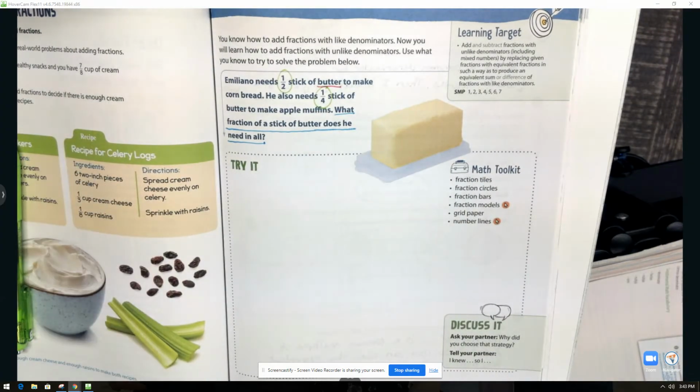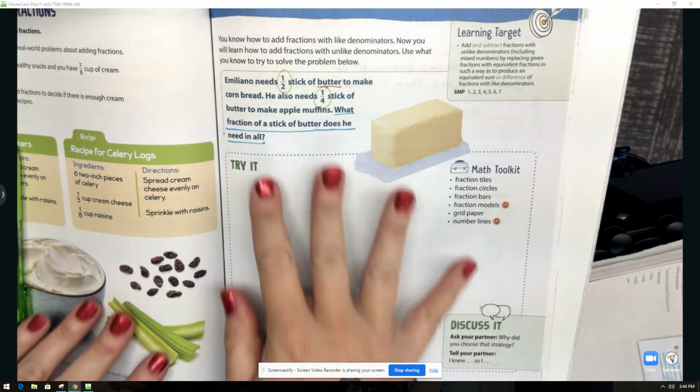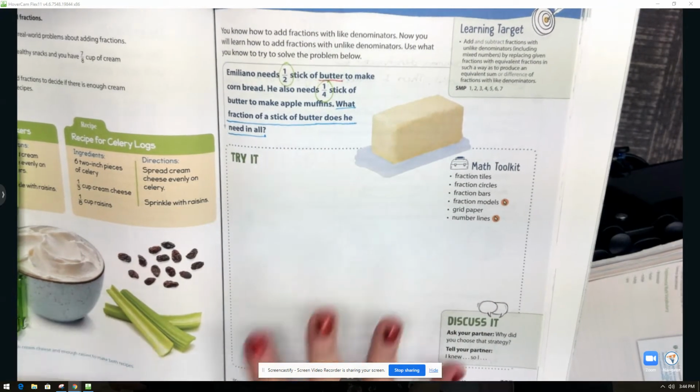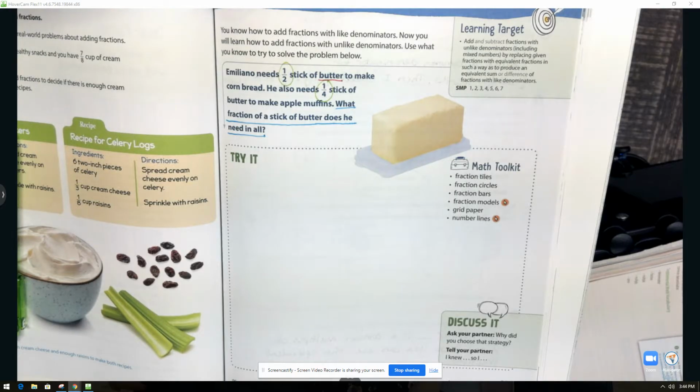So I want you to use what you know about fractions and go ahead and try solving this on your own. Go ahead and pause the video here and give it a whirl and see what you come up with. When you're ready, you can unpause and we can go over a strategy that I might use. Go ahead and pause it now.